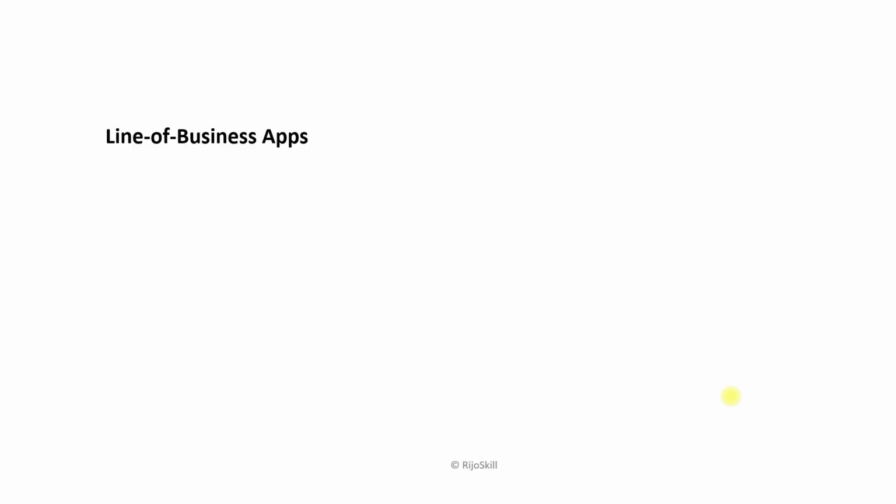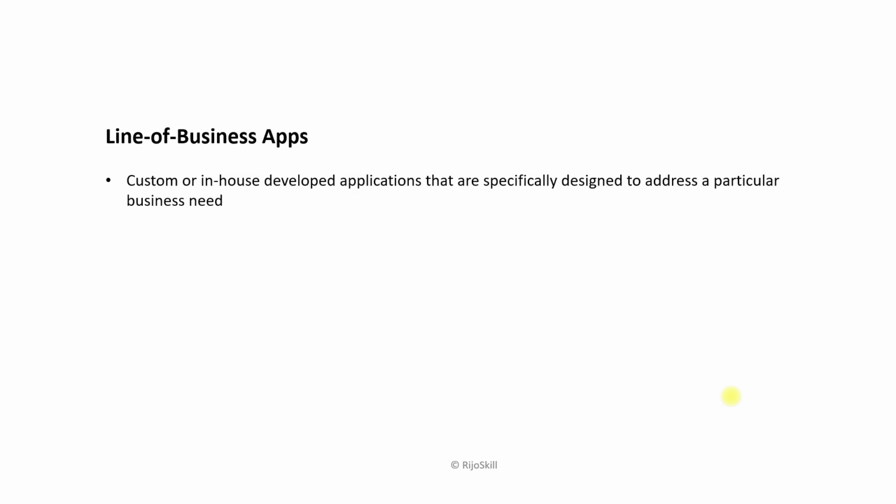Now we discuss the line of business app. These are custom or in-house developed applications that are specially designed to address a particular business need. For example, in your company or organization, you have a custom application like inventory control, and you want to deploy this application to a particular department, for example the sales department.